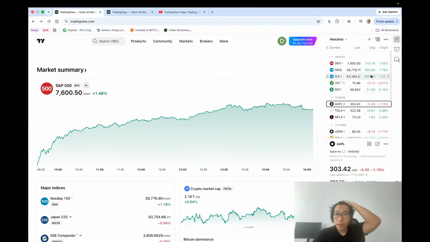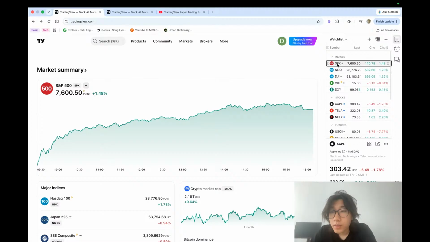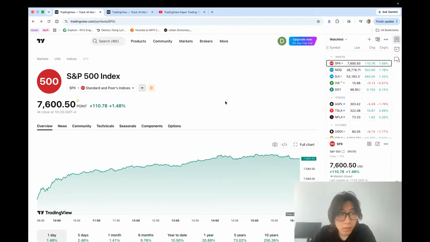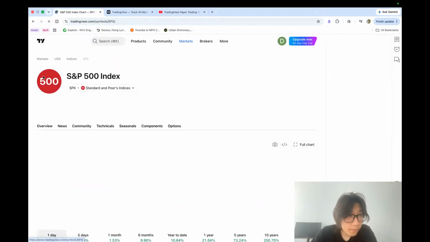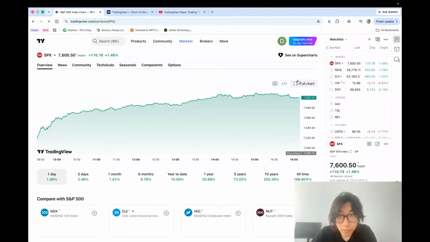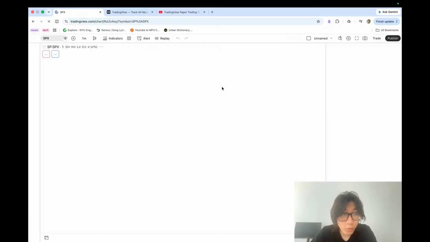Why is it becoming like that? How to open it? Full chart. Okay, full chart.